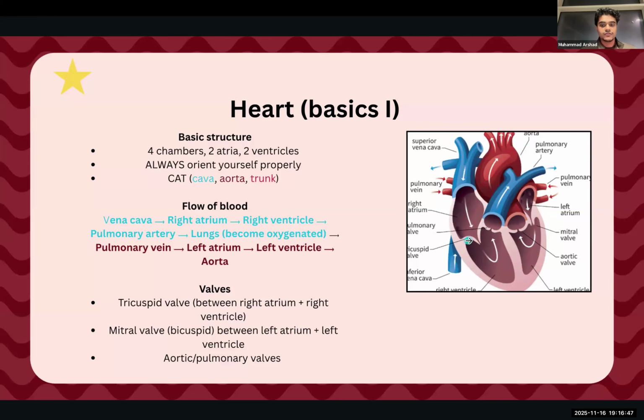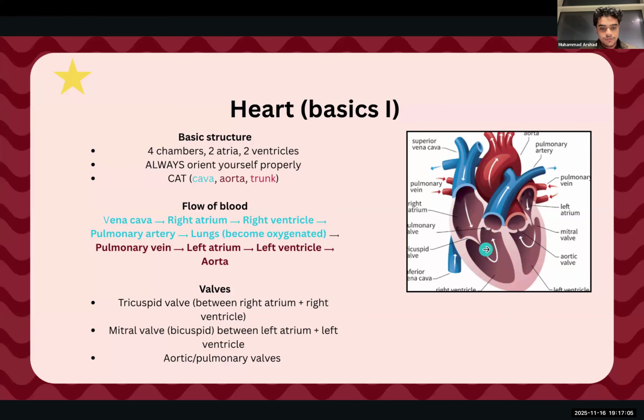Then you have a couple of different valves that you need to know. Valves just help control the flow of blood. They help prevent regurgitation of the blood back into a chamber, and they help prevent prematurely letting blood through, right? So you don't want to prematurely let blood through from the atria to the ventricle, for example.